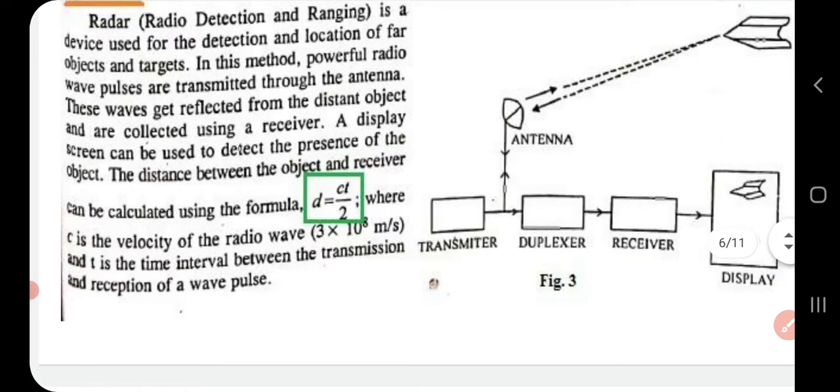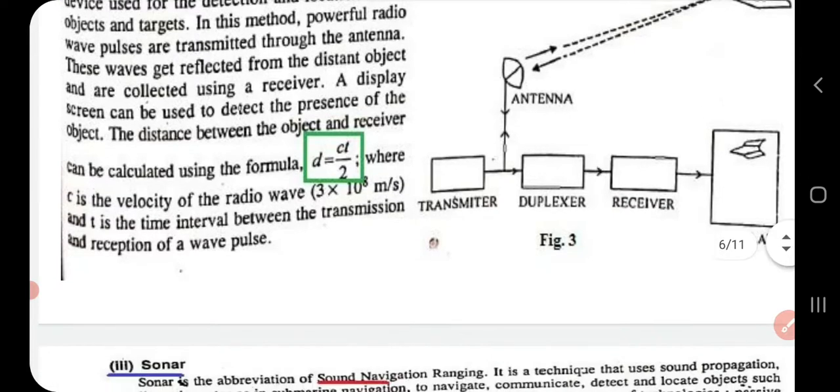And for viewing all these distant objects, you have a display screen. Now the distance between the object and receiver is calculated using the formula d equal to ct by 2, where c is the velocity of radio waves and t is the time interval between transmission and reception of the wave pulse. This is a block diagram.